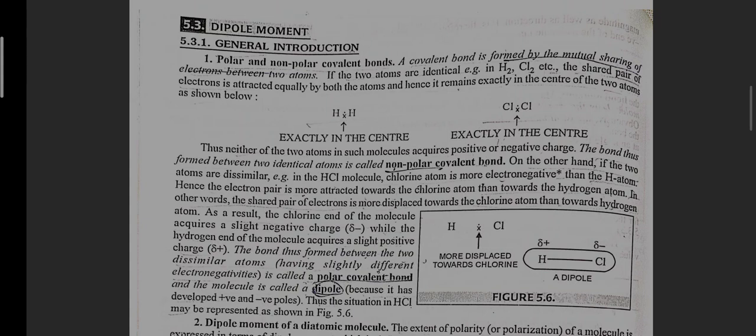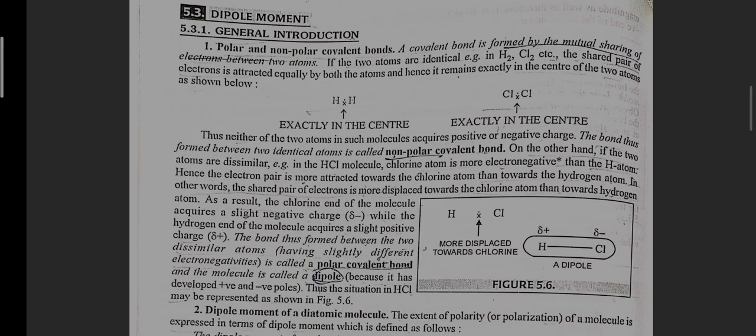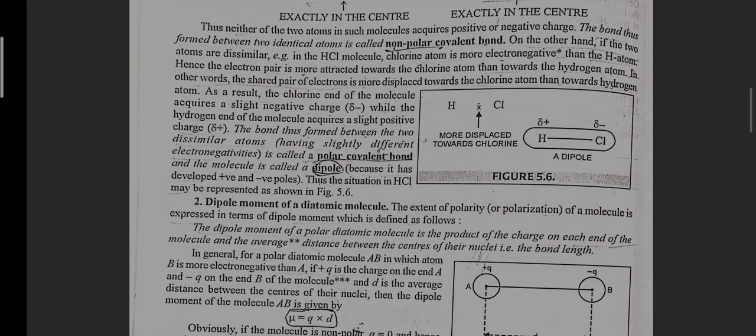A covalent bond is formed by the mutual sharing of electrons between two atoms. If the two atoms are identical, for example hydrogen, chlorine, etc., the shared pair of electrons is attracted equally by both the atoms, and hence it remains exactly in the center of the two atoms. Thus, neither of the two atoms in such molecules acquires positive or negative charge. The bond thus formed between two identical atoms is called a non-polar covalent bond.